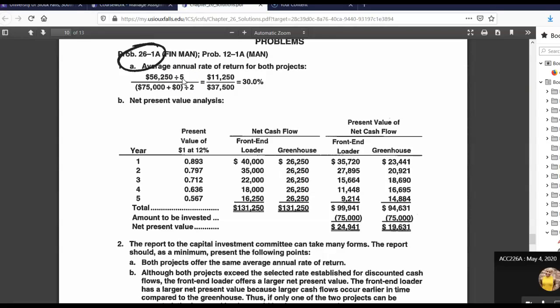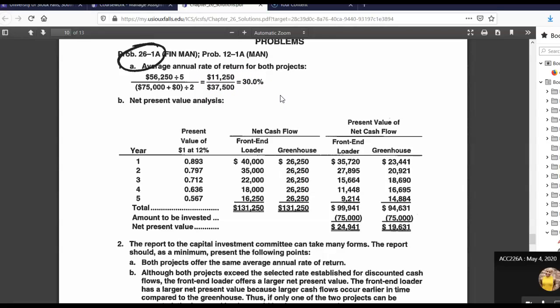The $75,000 is the cost of the investment. There was 0 residual value. So then you take 75 plus the residual, make sure you highlight that, that's odd, divided by 2. So now we've got our annual average divided by the average of our investment, which is a 30% rate of return.